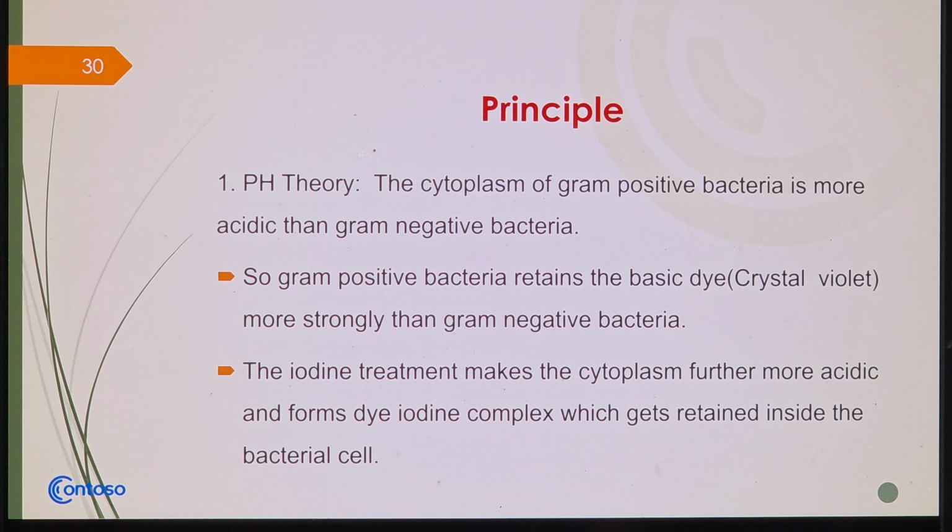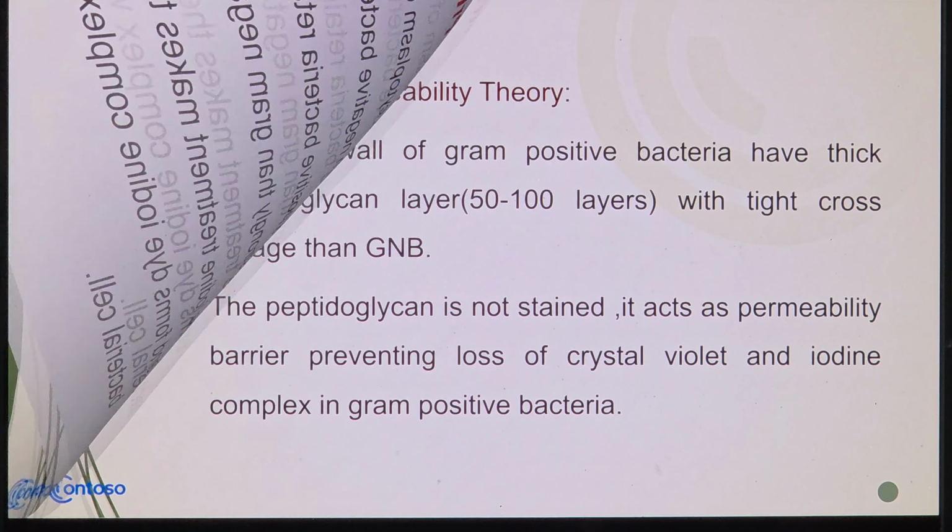First is the pH theory. The cytoplasm of gram-positive bacteria is more acidic than gram-negative bacteria. So gram-positive bacteria retain the basic dye, that is crystal violet, more strongly than gram-negative bacteria. The iodine treatment makes the cytoplasm even more acidic and forms the iodine complex, which gets retained inside the bacterial cell.